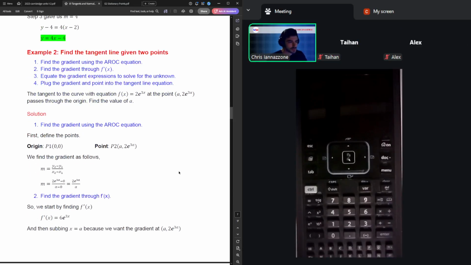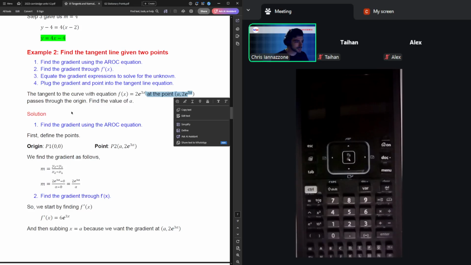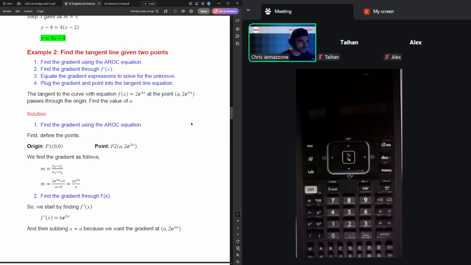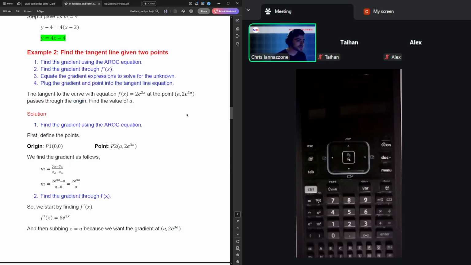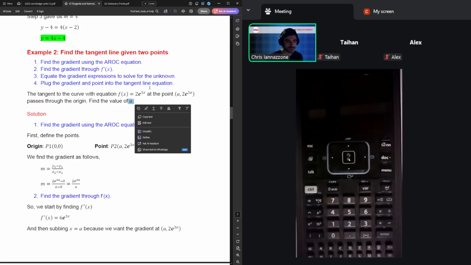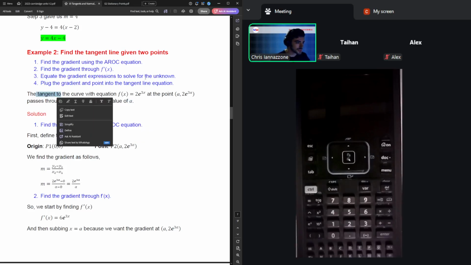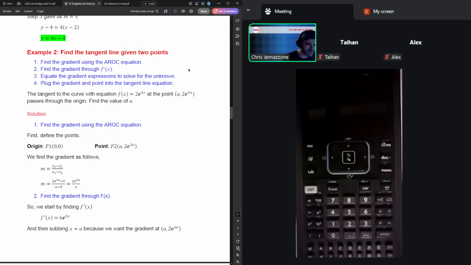Here's one of the examples where you have two given points. So we have a tangent to the curve with this equation at this point, and it passes through the origin. So we're not given the tangent, we're just told that we're taking a tangent at a particular point and that tangent passes through the origin. This isn't really a question about finding a tangent line, this is a question about finding the value of a specifically. However, it's in the same area of study, more or less. You still need to know about tangents, or at least about linears.